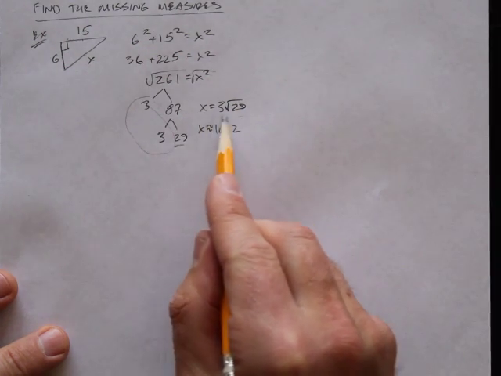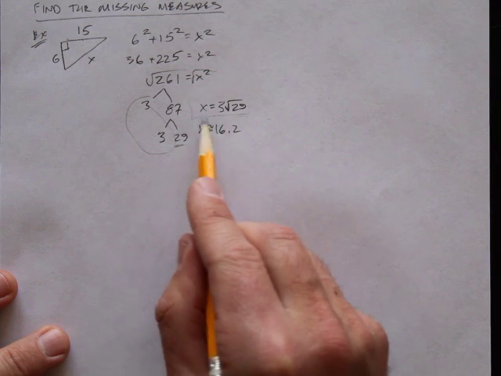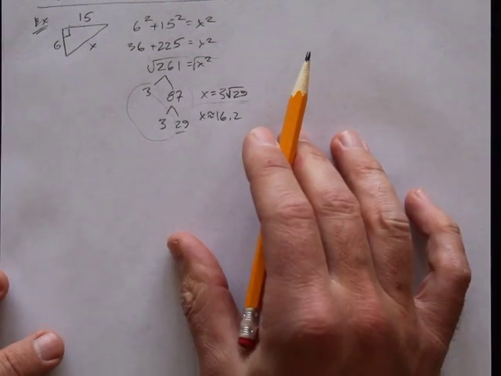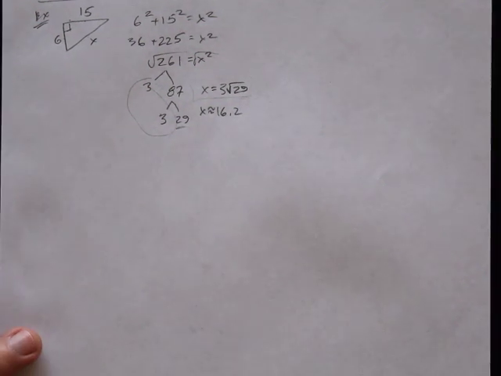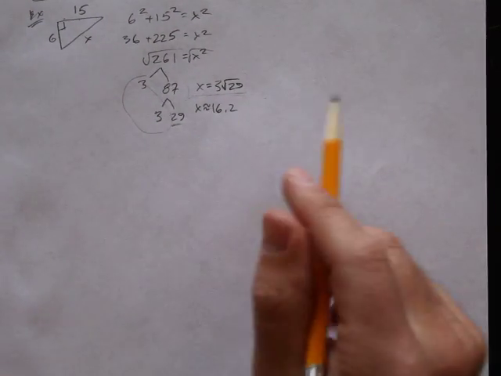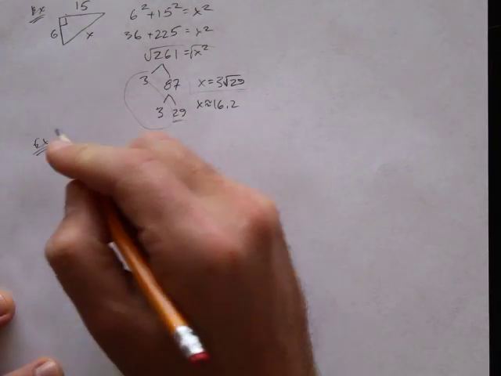Generally on a test, I'm looking for more of these kinds of answers. If it says exact answer, that's what I want. It needs to be in a radical sign. If it says round it, then you can just plug it into your calculator and round it to whatever it says to round to. All right, let's do another example.